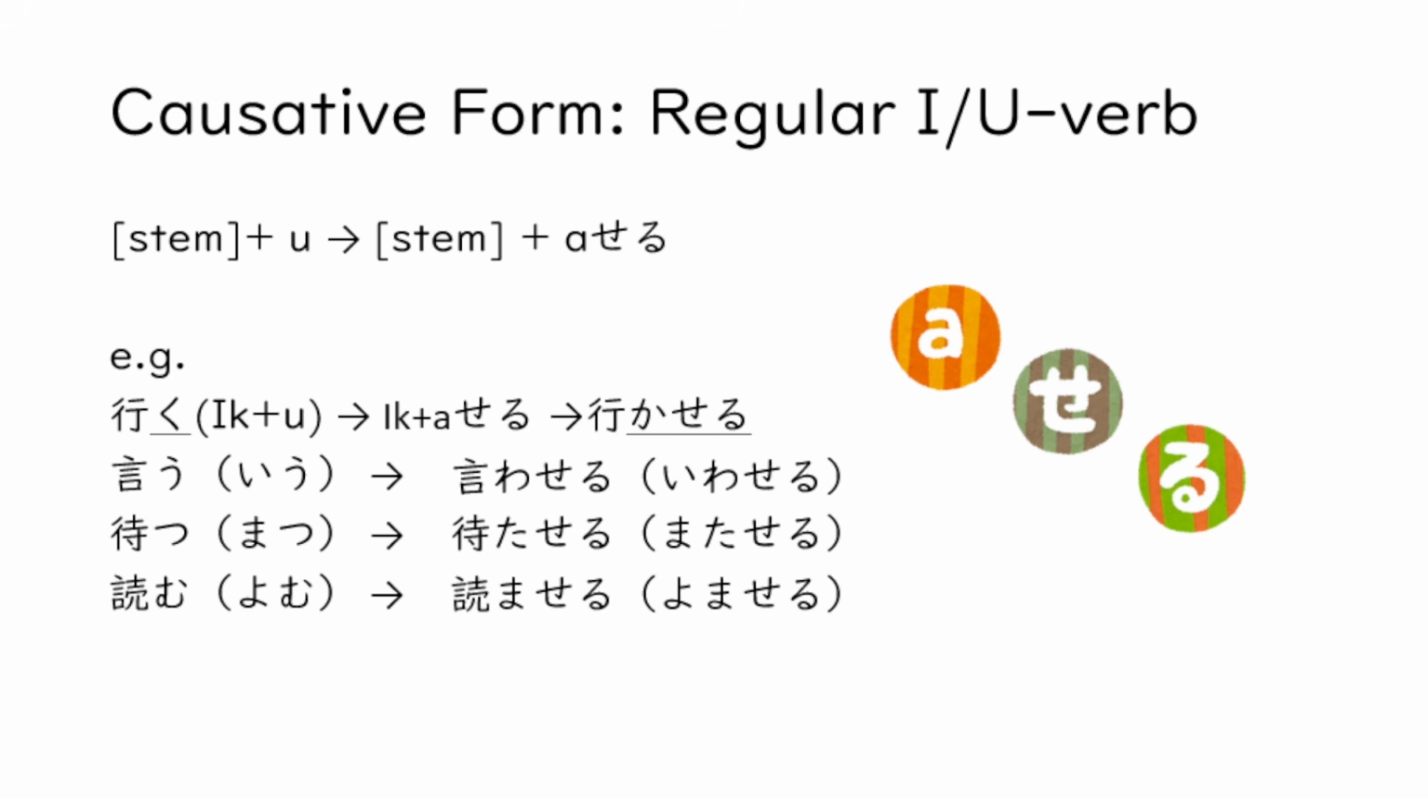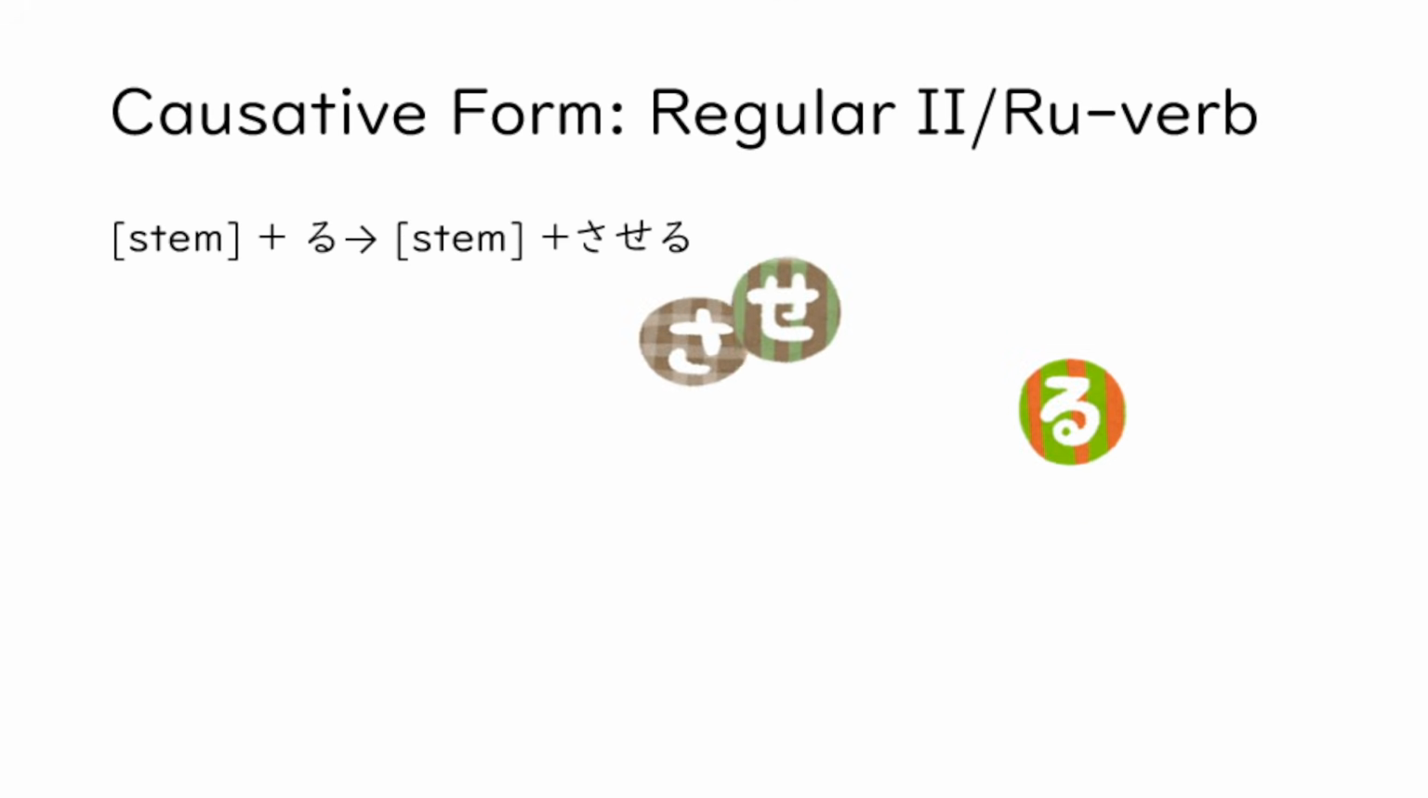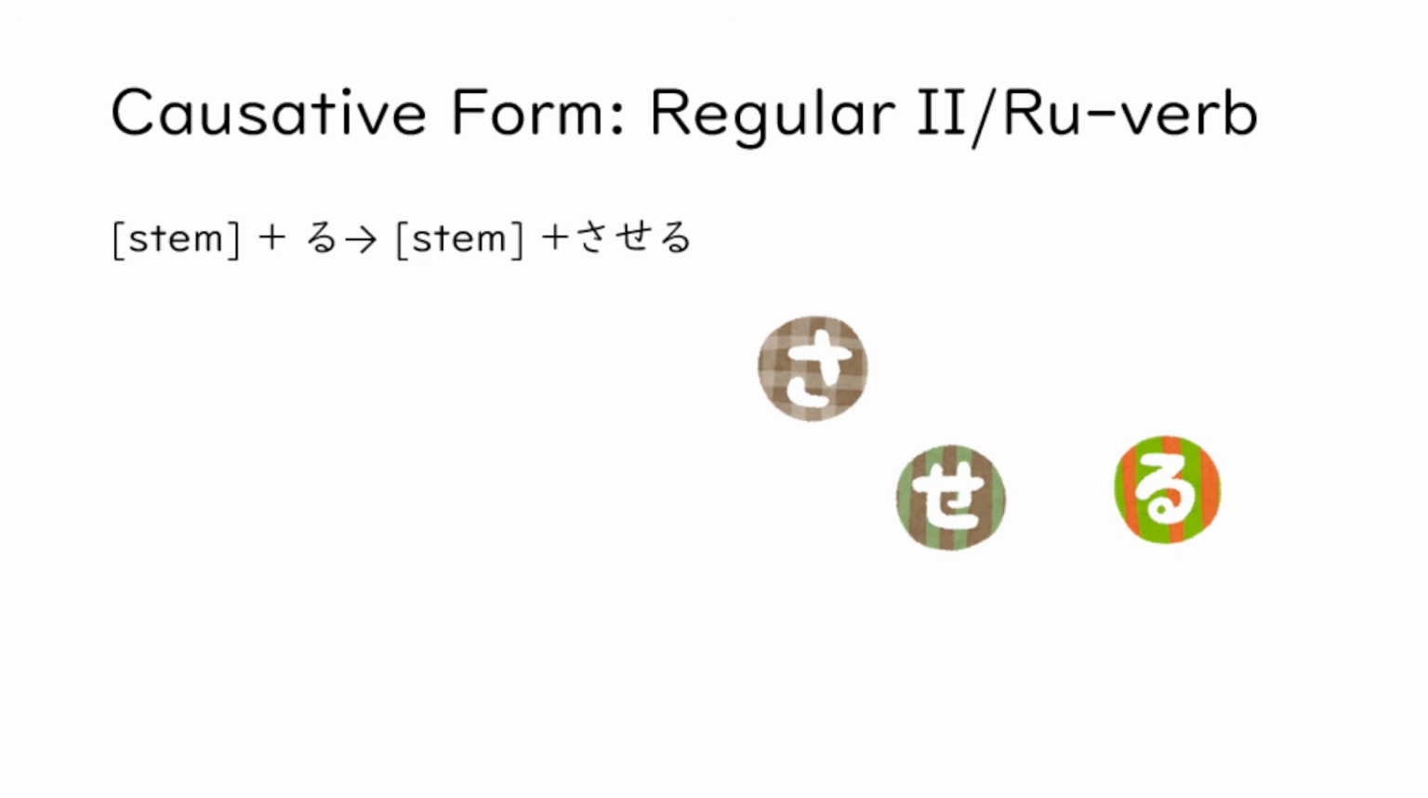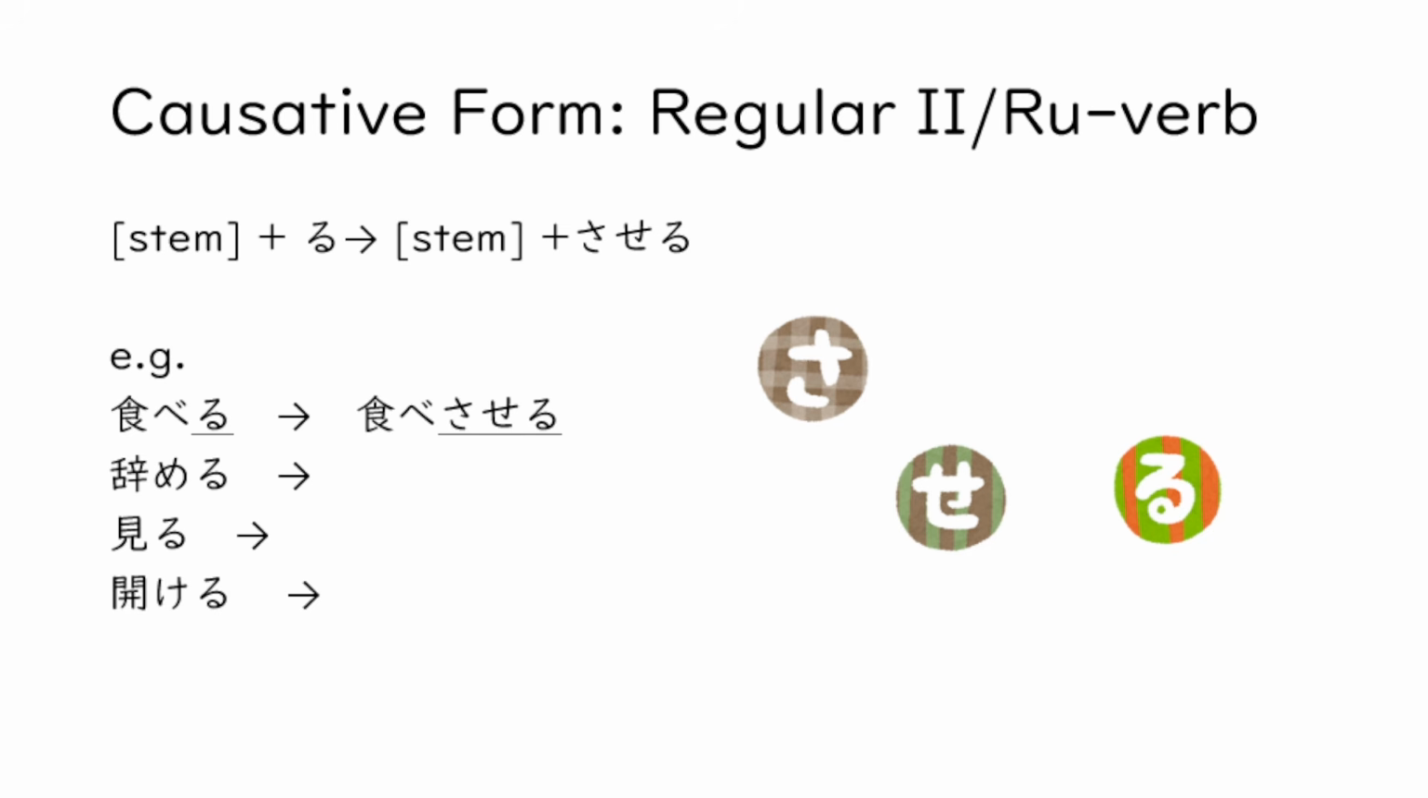Next, let's take a look at regular two verbs or Ru-verbs. For regular two verbs, also known as Ru-verbs, conjugation is much simpler. You can simply remove the ending ru from the dictionary form and replace it with saseru. For example, taberu, which means to eat, becomes tabesaseru. How about the following verbs? Yameru means to quit, and it becomes yamesaseru. Miru means to see, and it becomes misaseru. Akeru means to open, and it becomes akesaseru.